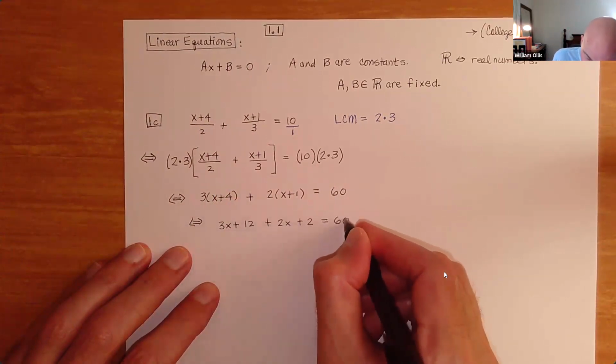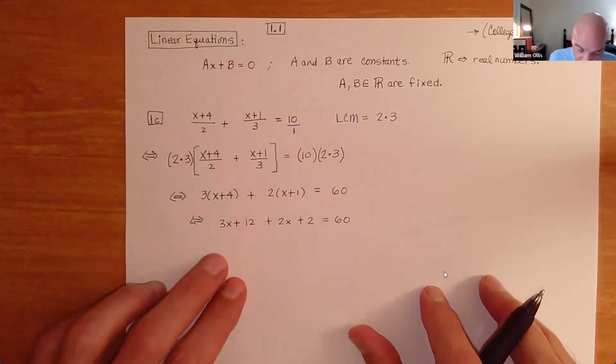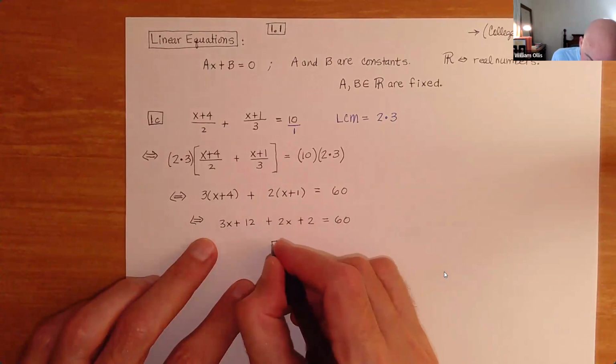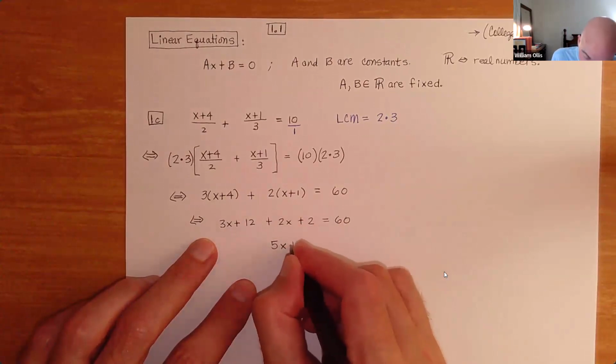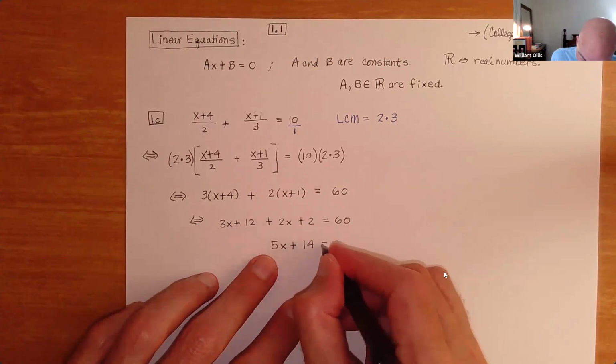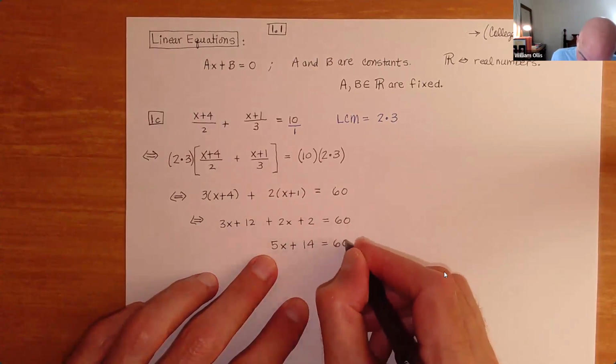So now it's starting to look a lot simpler. Now we can add like terms. The 3x plus the 2x is 5x. And of course, 2 plus 12 is 14. And we get a 60.